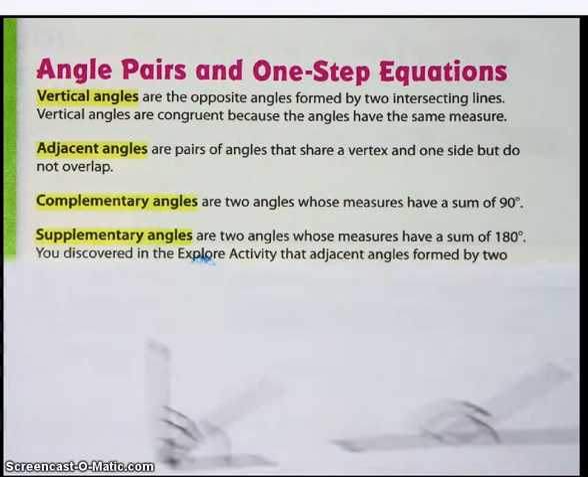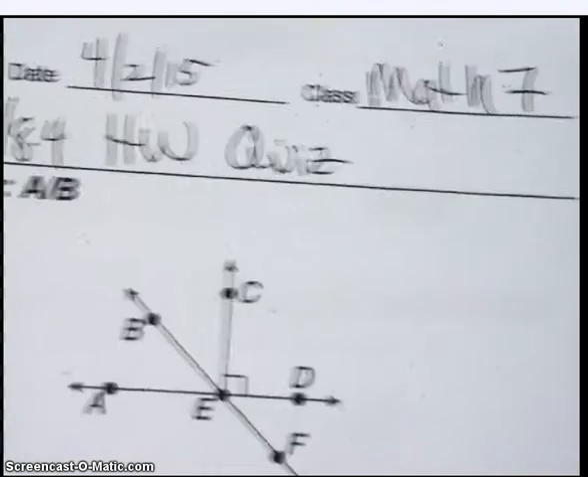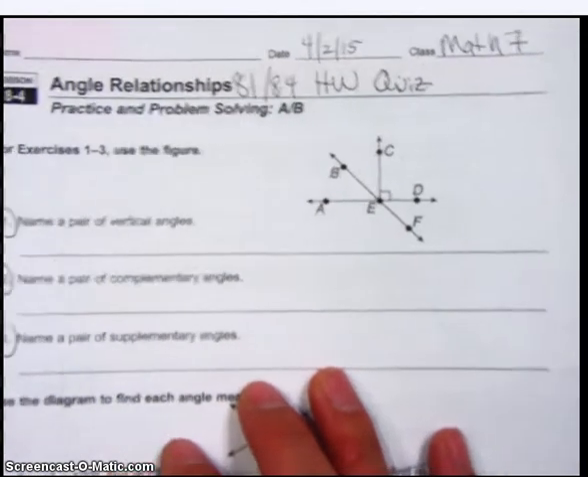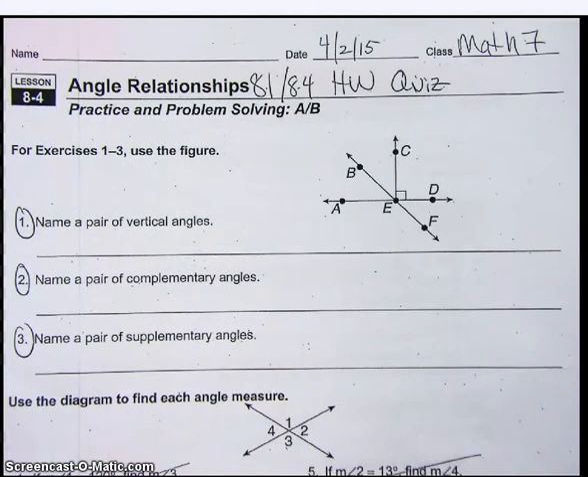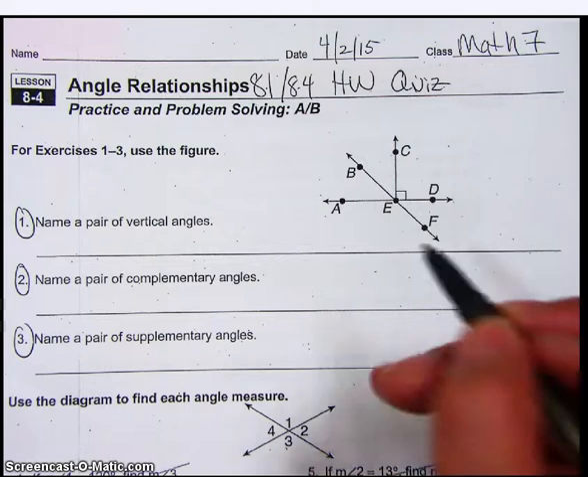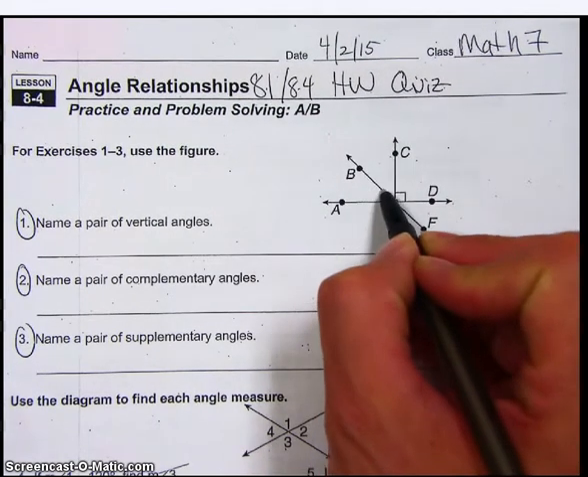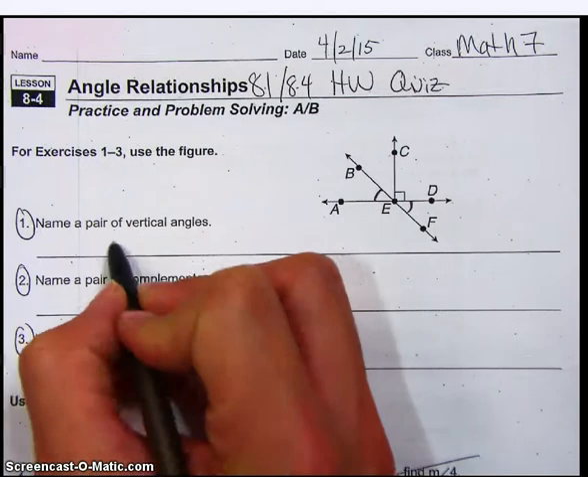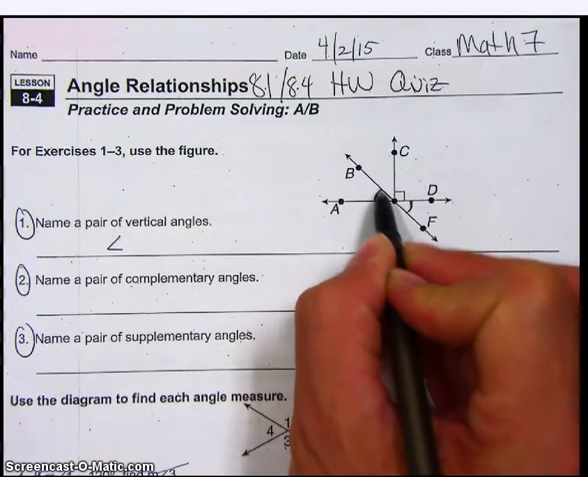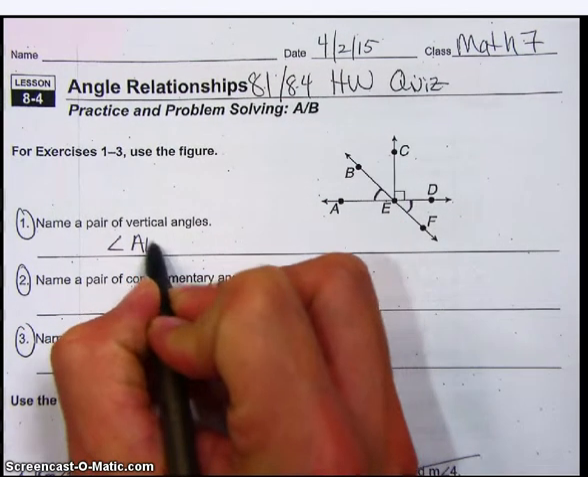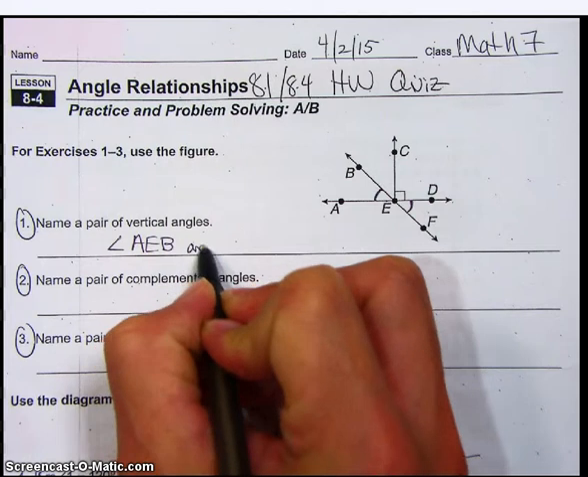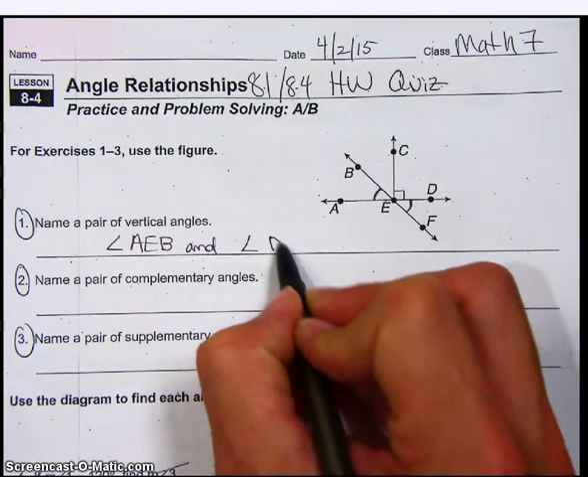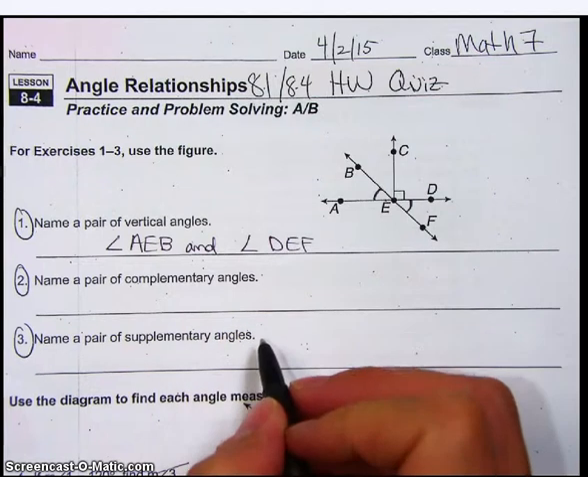Let's apply that to an actual problem here. Okay, let me zoom out here. If I'm looking at this problem here, it asks you to name a pair of vertical angles. So I'm going to take a look, angles that are pointing to each other. So I see, let's say this angle here and this angle here. They share the same vertex. So I'd say angle AEB, and I could also say angle DEF. Those are considered vertical angles.